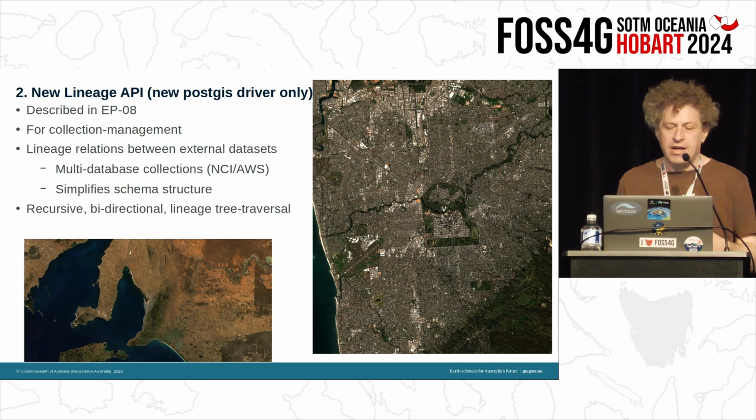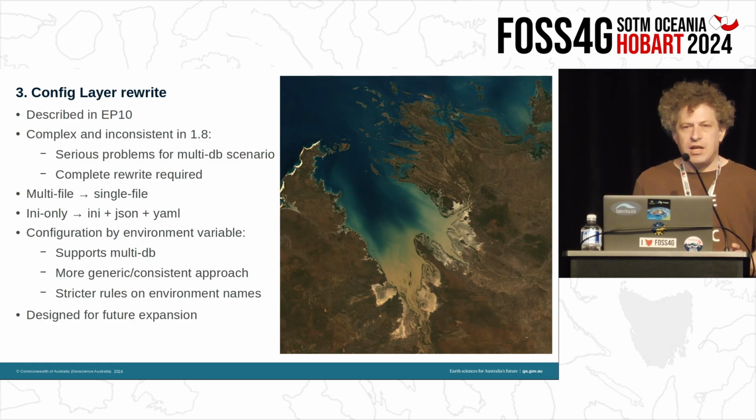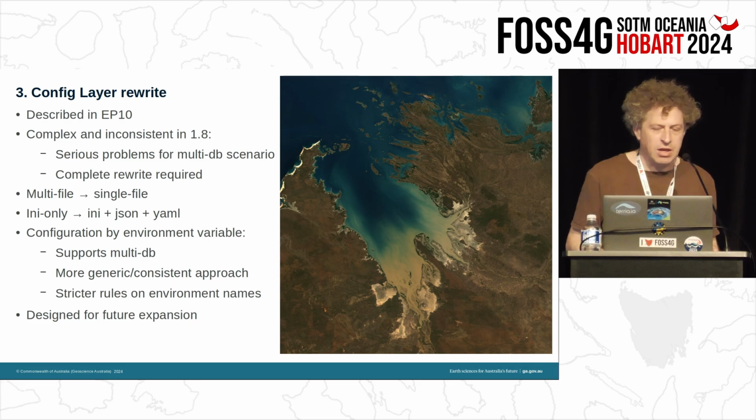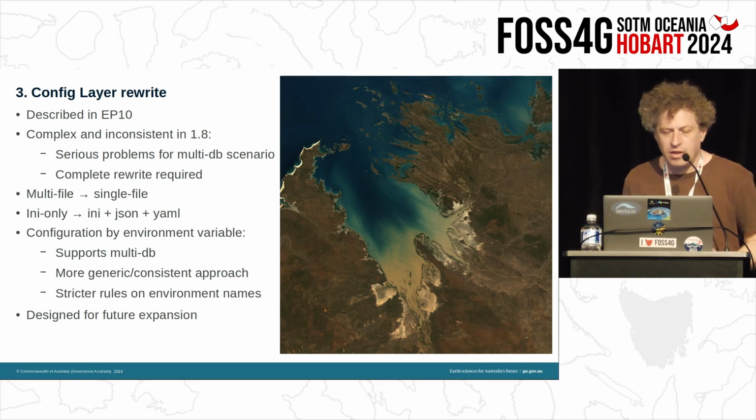The new API allows users to track lineage relationships in a multi-database environment, and it also allows for a simpler, decoupled schema structure and a more modular and more powerful API, which is all documented in Enhancement Proposal 8, if you're interested. We weren't planning to deal with the configuration layer in 1.9, but in the end we didn't have any choice. The old implementation was complex, inconsistent, undocumented, unmaintainable, and the complete rewrite was really the only way forward, with full backwards compatibility being not only impossible, but frankly undesirable.